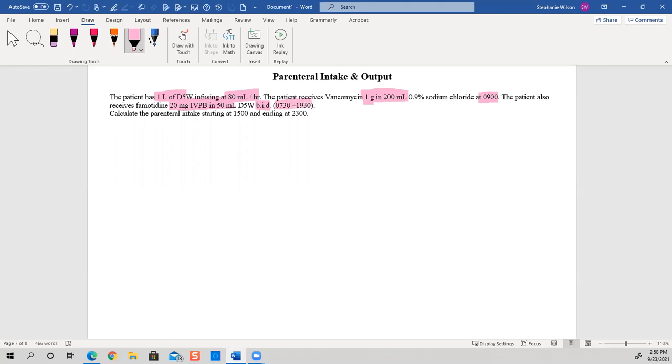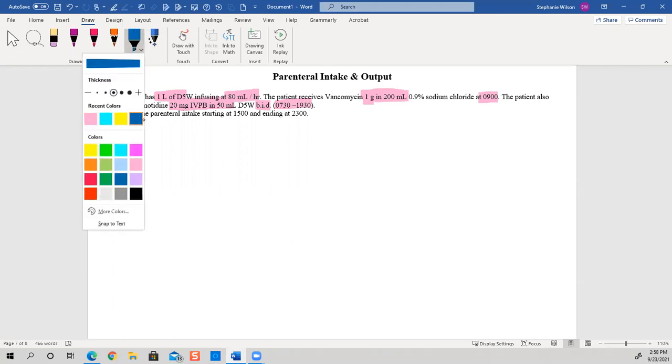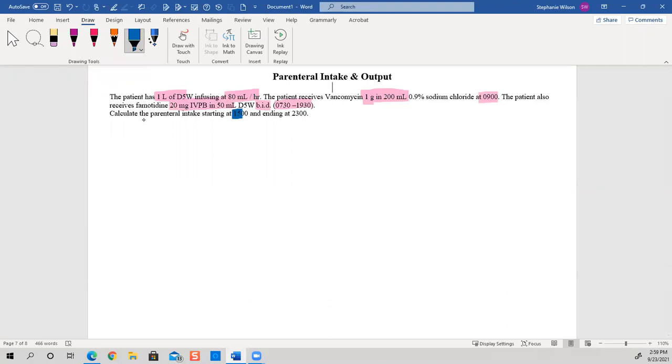All right, so we got all this information going on. So let's go to the underlying question. The underlying question said that we're calculating the input and output during the shift of 1500 to 2300, which is 3 p.m. to 11 p.m. So whatever we're going to calculate in here, we got to make sure it falls in this window, okay? Because outside that window, it's already been calculated by another nurse on the other shift.